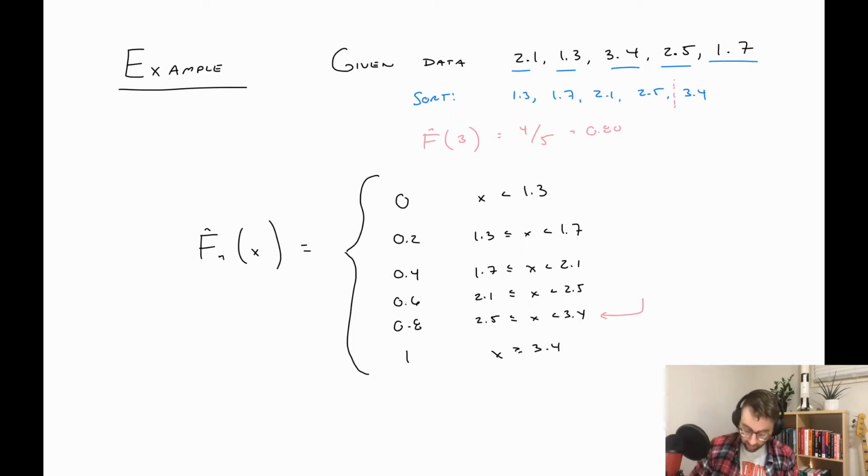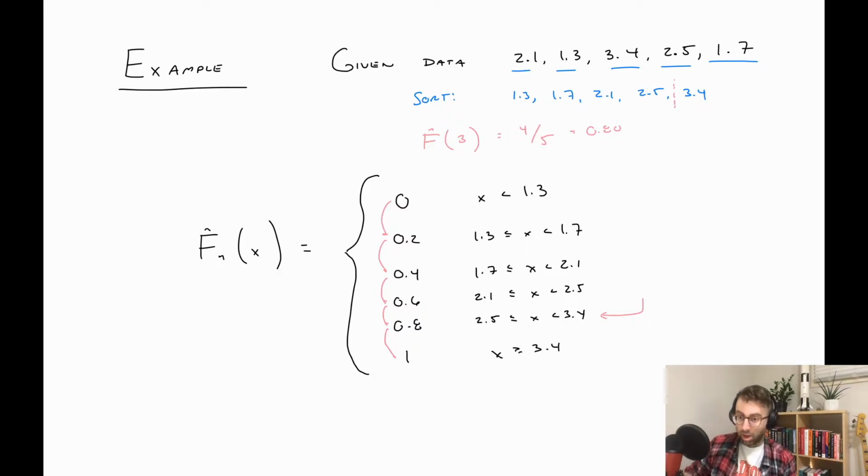Notice that we defined all these different regions, going from 0 to 0.2, 0.2 to 0.4, 0.4 to 0.6, 0.6 to 0.8, 0.8 to 1. So we're always just jumping up. What we really have here is a step function that we're dealing with.